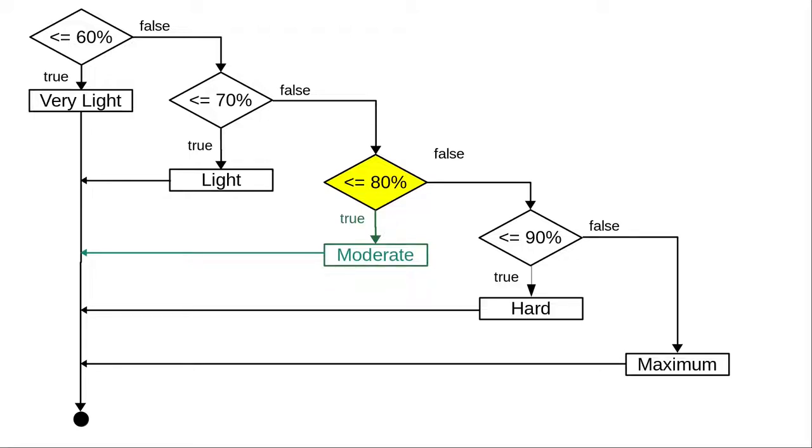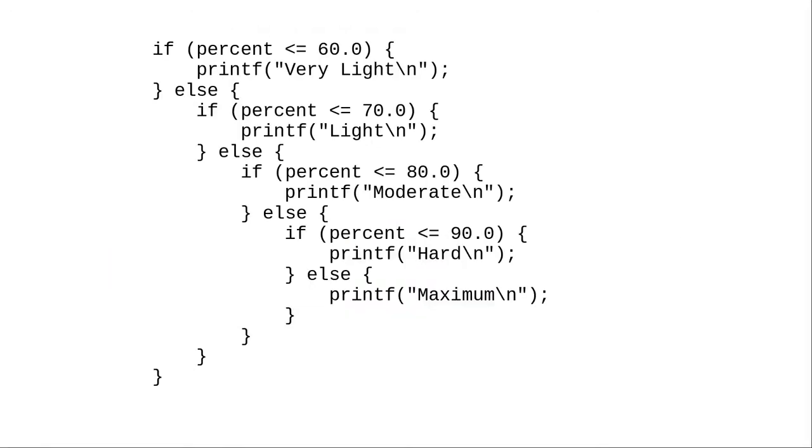This flowchart translates into this code. Let's trace it through again with a heart rate of 73% of maximum.